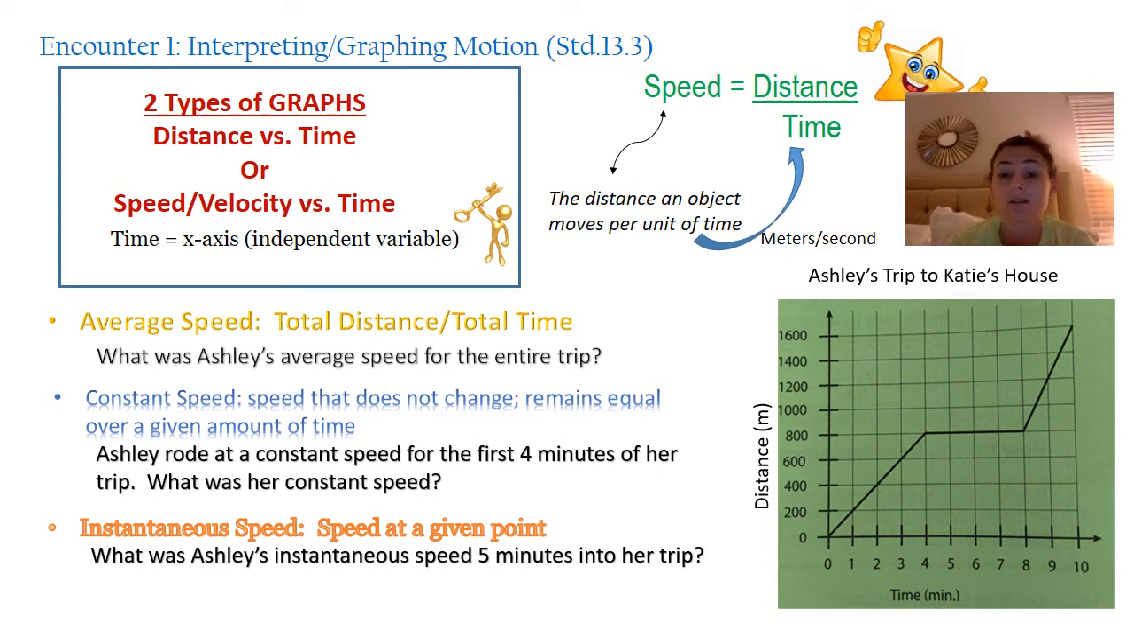So I find 5 minutes on the very bottom, her x-axis. I run my finger up and I see that she was at a total of 800. Everybody agree so far? So 800 divided by 5, again, is 160 meters per minute. Okay, so 3 different types of speed. Again, interpreting graphs is pretty important.